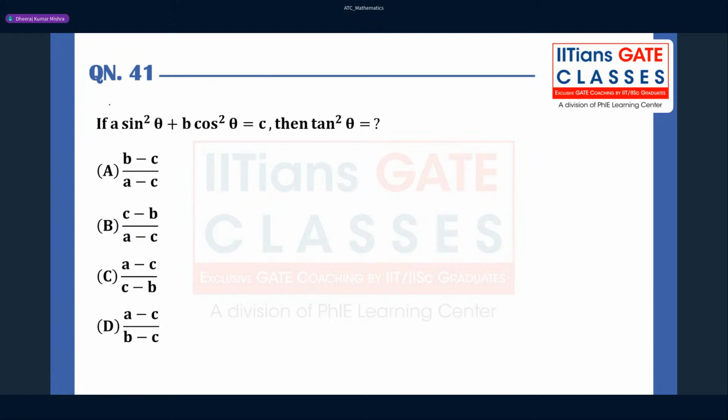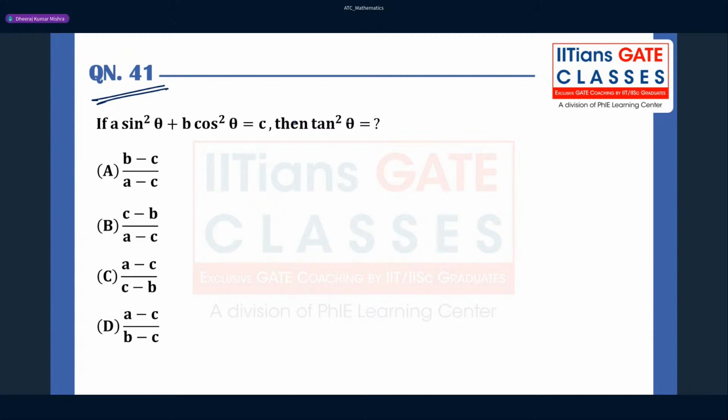So this question was asked, guys. Can we try this question, everyone? If A sine square theta plus B cos square theta equal to C, then tan square theta is what? Okay, so how to solve this question? Please tell me fast. You should have some background in trigonometry, then you can solve this question. Otherwise there will be an issue.